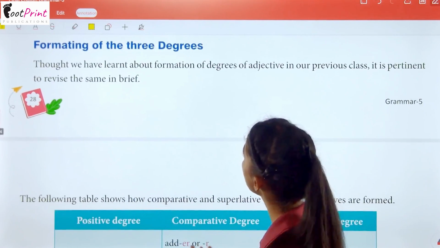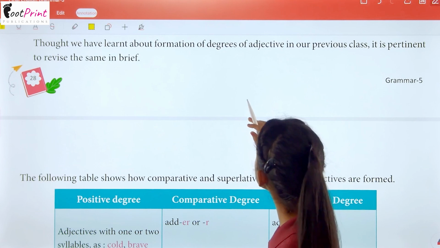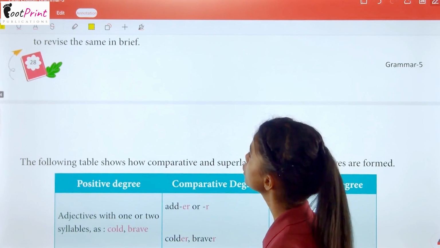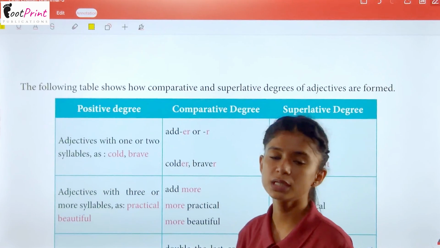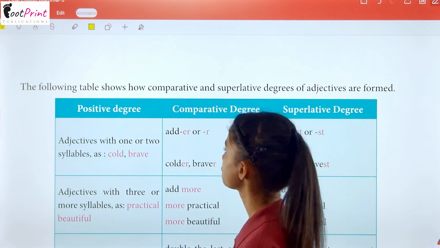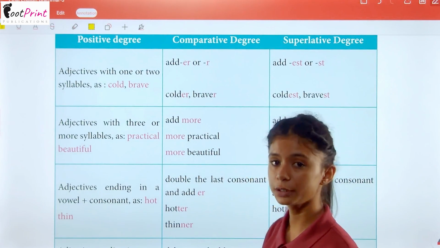Now, how do we form these degrees? Though we have learnt about formation of degrees of adjectives in our previous class, it is pertinent to revise the same. So, this table shows how to convert the degrees.